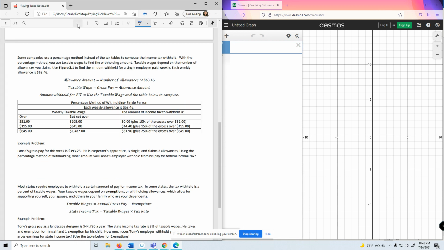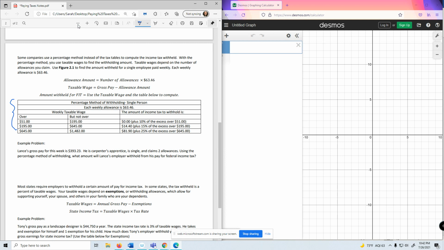I'm going to unzoom. Here we go. Lance's gross pay for the week was $393.23. He's a carpenter's apprentice, single, and claims 2 allowances. Using the percentage method of withholding, which is in this table right here, what amount will Lance's employer withhold from his pay for federal income tax?